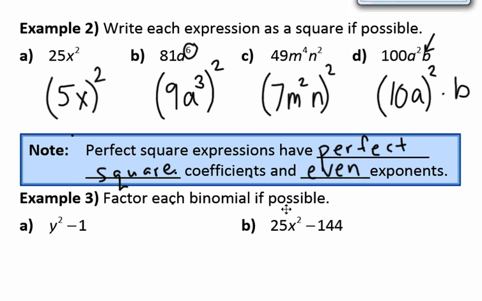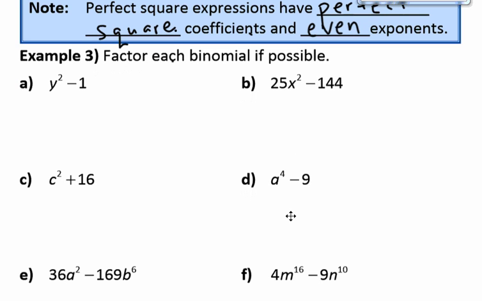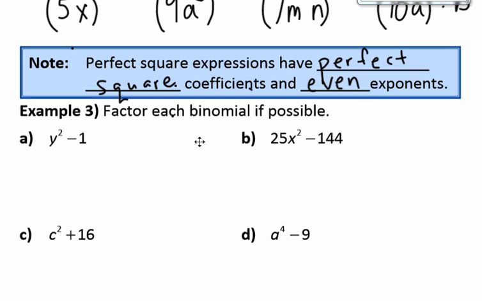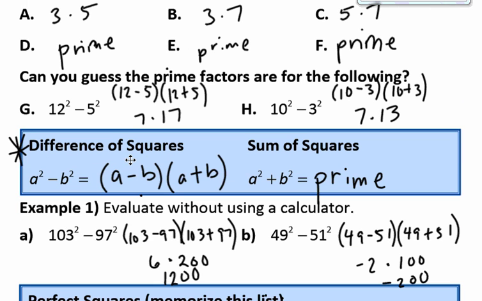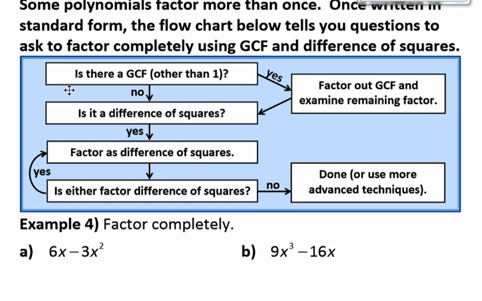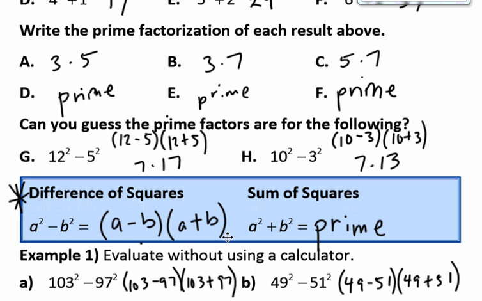All right, so the whole thing of this lesson is we're factoring. So for example 3, this is the main part of the lesson. We're going to factor each binomial. Remember, a binomial means it has two terms, and if you look at all these examples, there are two terms. And we're going to use the rules that we learned over here, the difference of squares and the sum of squares. So if you're subtracting two things that are squares, like these example 2 things, then you can apply this rule: a minus b times a plus b. But remember, if you're adding two squares, then that's going to be prime. That does not follow a rule.